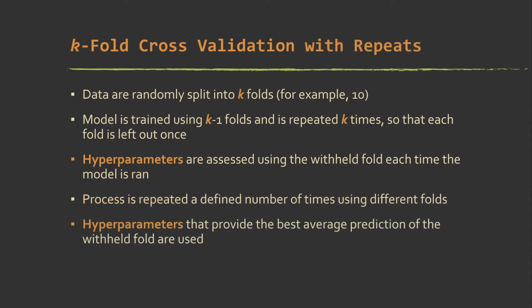K-fold cross-validation repeats is the same thing. The only difference is that we repeat the folds a certain number of times. So you could, for example, do a 10-fold cross-validation, but do it 5 different times, and in each of those 5 different repeats, you're going to generate 5 new sets of folds, and then average things out.